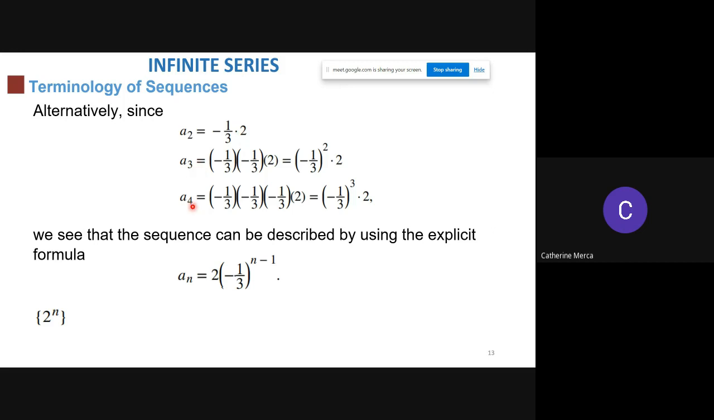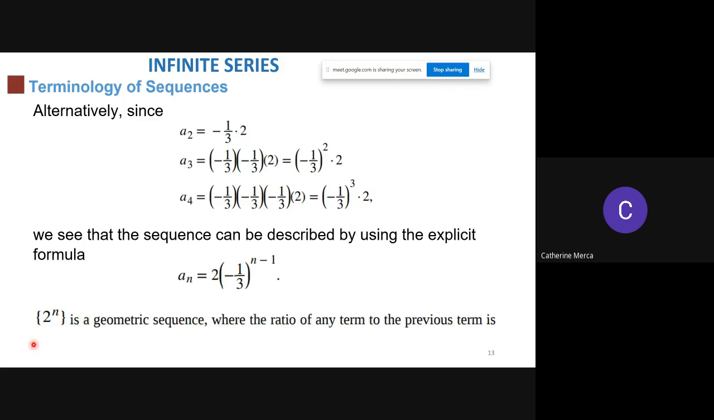Pag a sub 3, that's 2 times negative 1/3 to the 3 minus 1. So that's why you have 3 minus 1, that's squared there. So times 2, and down the line. So this is actually the explicit formula already.